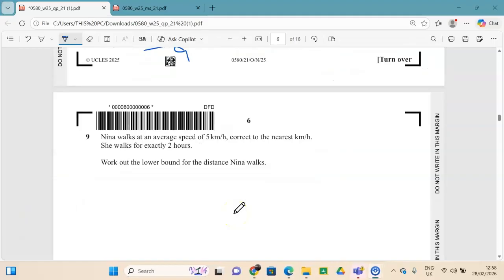Now question 9 says, Nina walks at an average speed of 5 km per hour, correct to the nearest kilometer per hour. She walks for exactly 2 hours. Work out the lower bound for the distance Nina walks. You need to understand your bounds to be able to do this.